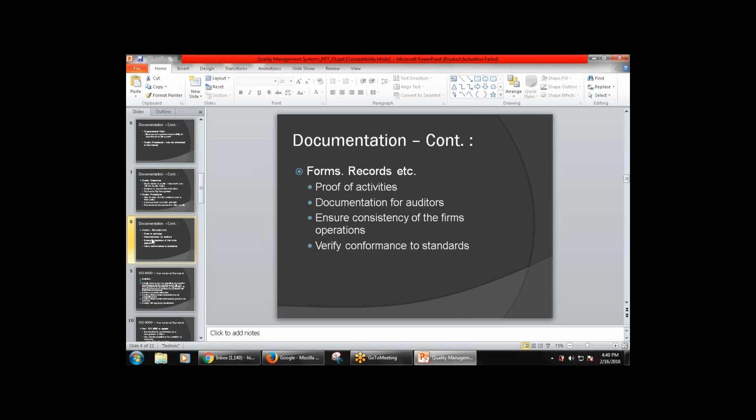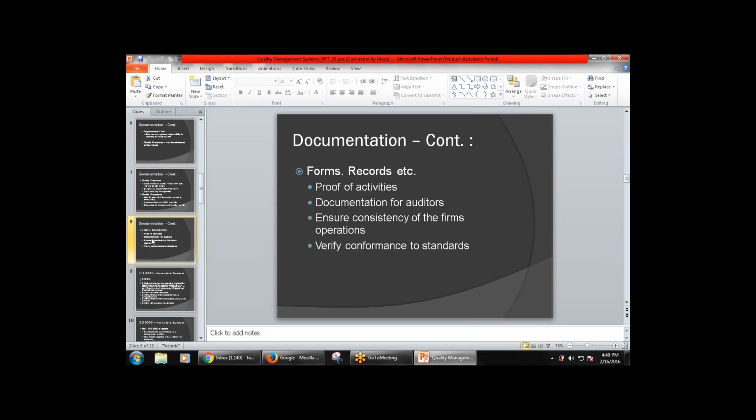The next documentation part is the forms and the records. That is, the forms and the records are also used as a proof of the activities or the proof of the evidence. That is the documentation. So the forms, records, etc. that is also carried out as a documentation part, and that includes various proofs. That is the proof of the activities, then documentation for auditors, then ensure the consistency of the firm's operations, then verify conformance to the standard.